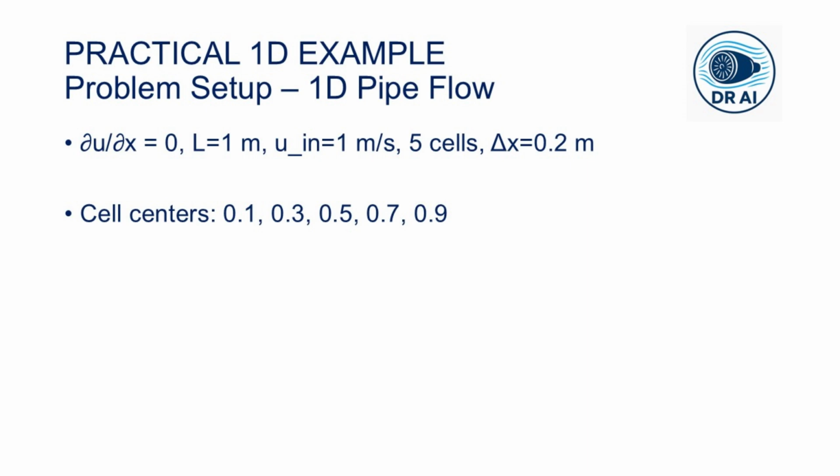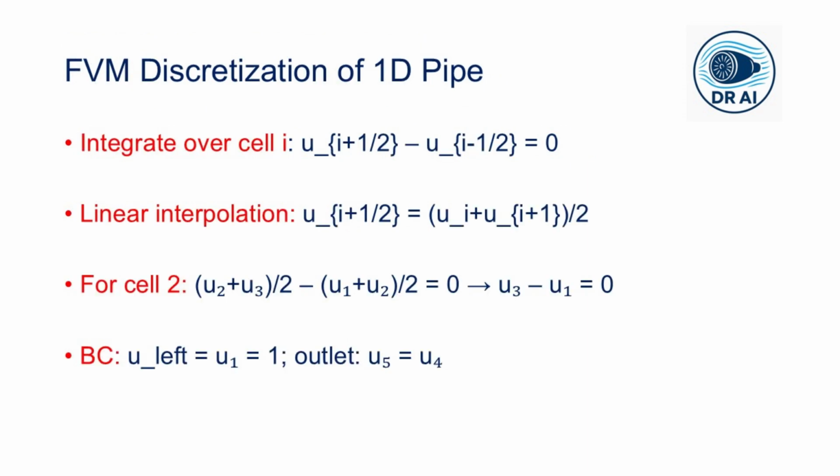We will discretize this using the finite volume method on a uniform mesh of, let's say, 5 cells. So 5 cell centers at x equals 0.1, 0.3, 0.5, 0.7, 0.9. So here delta x is uniform at 0.2 meter. Step number 2 is that we integrate the PDE over the control volume. Step number 3 is that we approximate the phase values using linear interpolation between the cell centers.